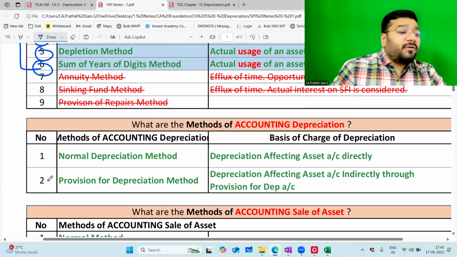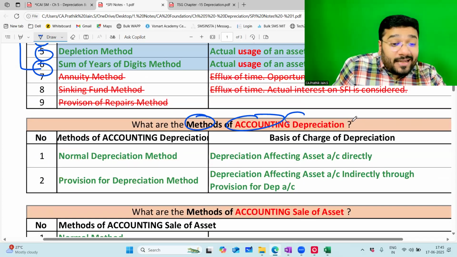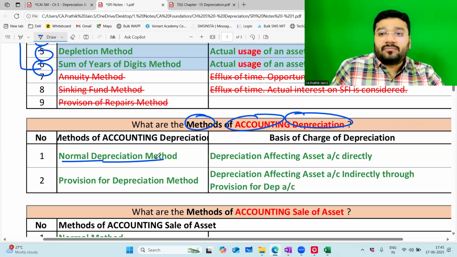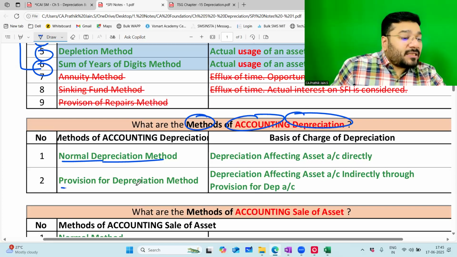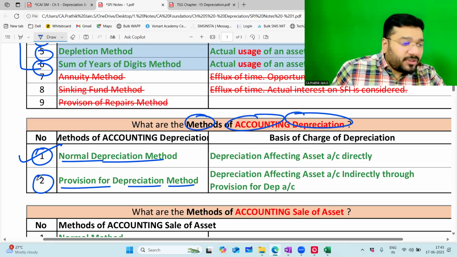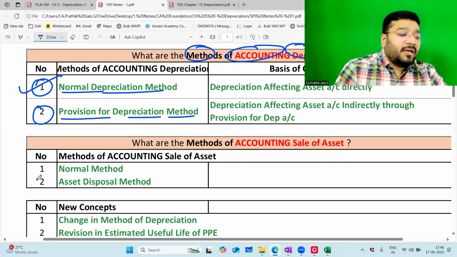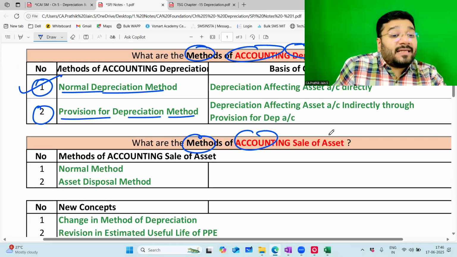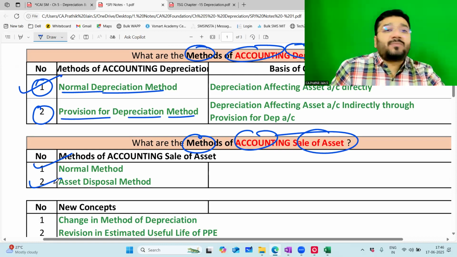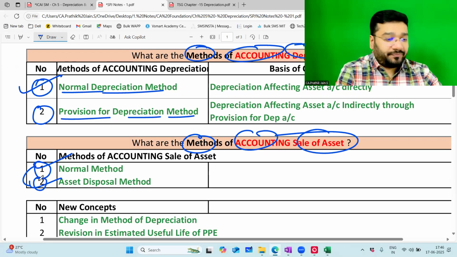Then you'll try to understand the methods for accounting depreciation. There are two methods. One we call normal depreciation method. Second is provision for depreciation method. Matriculation people, you studied only this concept in your 11th standard, whereas CBSE students, you have been exposed to both. Then we'll try to understand the methods for accounting sale of assets. Again, two methods. One is normal method. Second is asset disposal method. Matric people, you have been exposed to only the normal method in your 11th standard. CBSE people, both the methods.